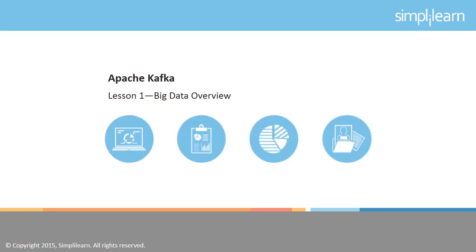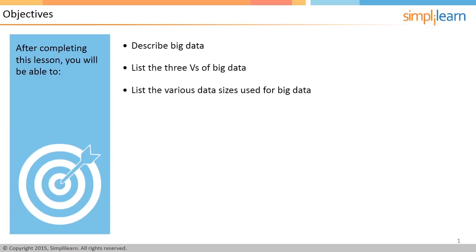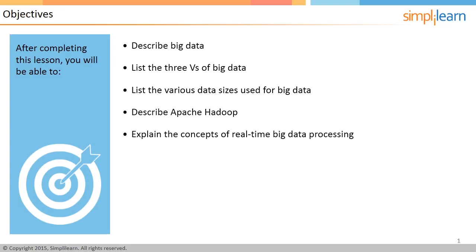Hello and welcome to Lesson 1 of the Apache Kafka developer course offered by Simplilearn. This lesson provides an overview of big data. After completing this lesson, you will be able to describe big data, list the 3 V's of big data, list the various data sizes used for big data, describe Apache Hadoop, explain the concepts of real-time big data processing, and list some tools that handle real-time big data.